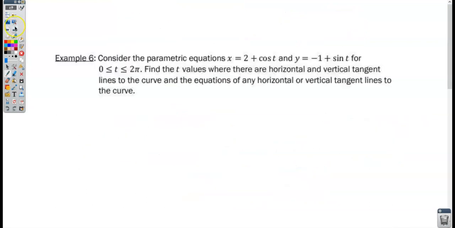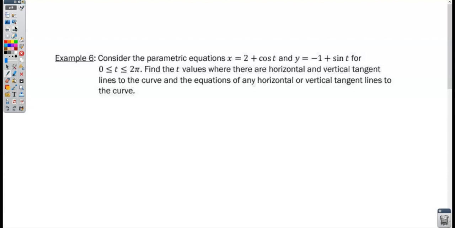One more example. Consider the parametric equations x equals 2 plus cosine of t and y equals negative 1 plus sine of t for time 0 to 2 pi. Find the t values where there are horizontal and vertical tangent lines to the curve, and the equations of any horizontal or vertical tangent lines to the curve.